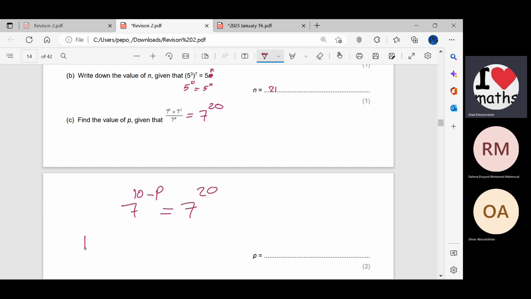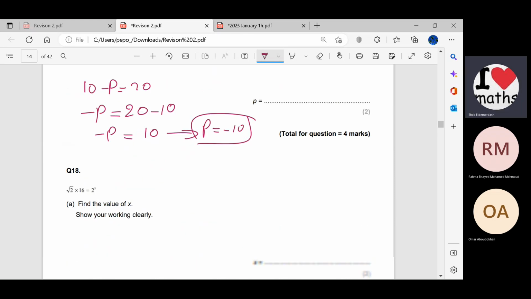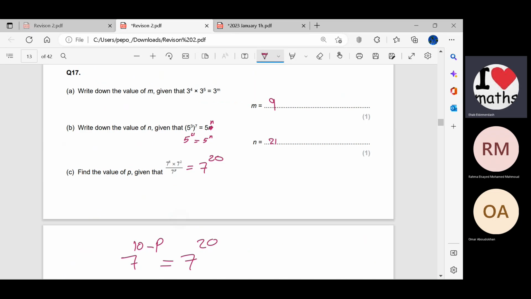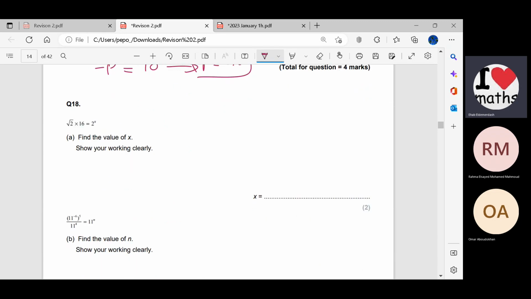So what's the value here? It's 10 minus p is equal to 20. What did I mess up? Wait. Here 8, 10 minus p is equal to 7 to the power of 20. It gives us negative 10. Negative p equals 20 minus 10, so negative p equals 10, meaning p equals negative 10. I am the one who invented the question. I created it. Okay, who can tell me the value of x quickly?